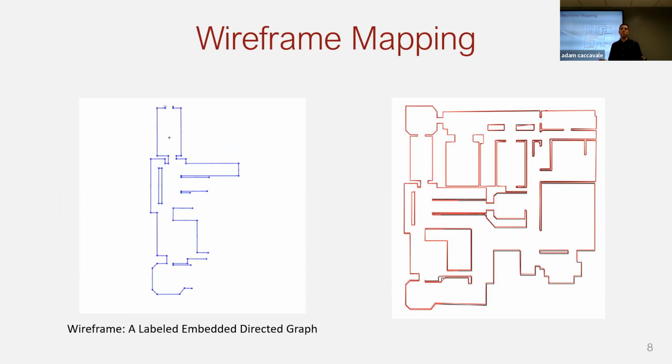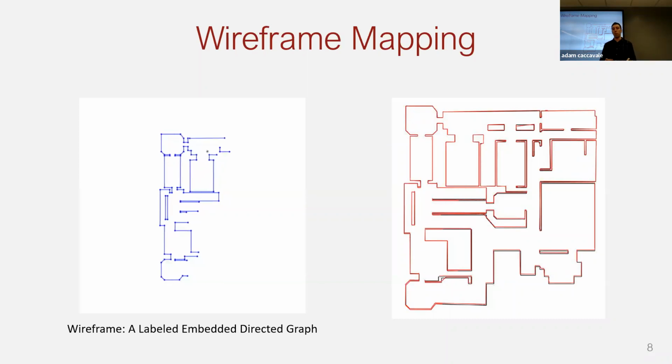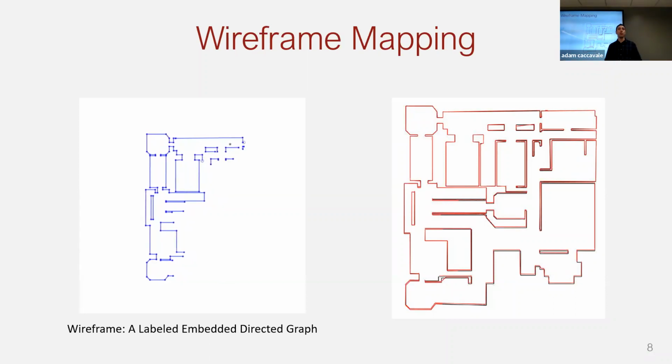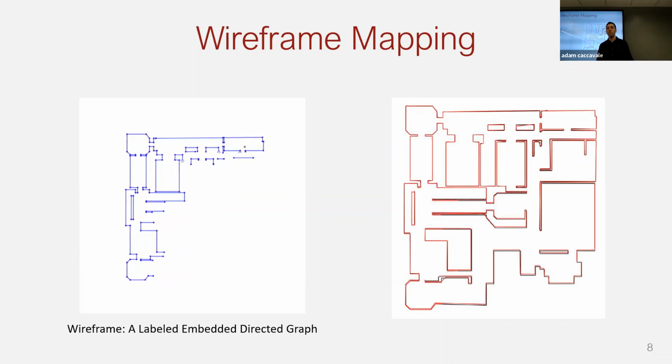Now you might wonder, well, what happens if you have an environment that's not well represented by this? In that case, you could perhaps use a different sort of geometric primitive like a spline, but that's beyond the scope of the work here. So we're going to assume we're mapping out, say, a man-made structure, which are generally well represented by these rectilinear maps. So the wireframe itself is a labeled, embedded, directed graph, which is a lot of adjectives, and I'm going to explain what that means now.